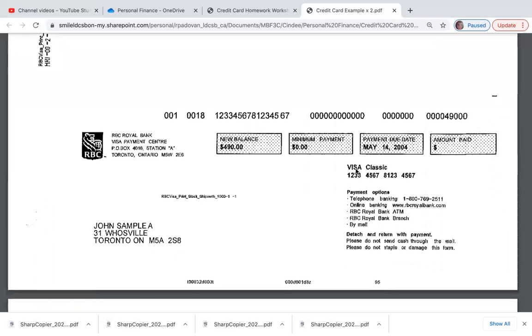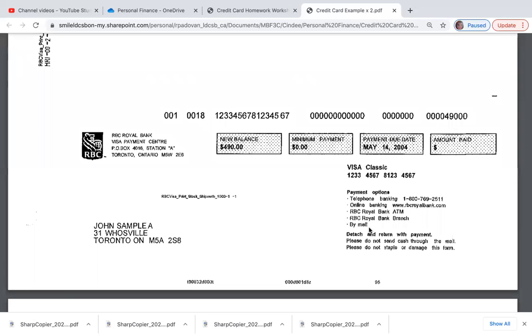And then down here again, what type of Visa you have, your Visa card number, minimum payment, the payment due date, and the new balance. And then you write down here how much you're going to pay. And here's payment options. Telephone banking, online banking, at the ATM, you can pay it, go into a branch and pay it with a teller, or you can actually send this away with a check by mail.